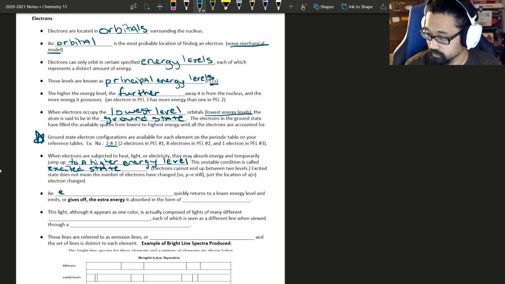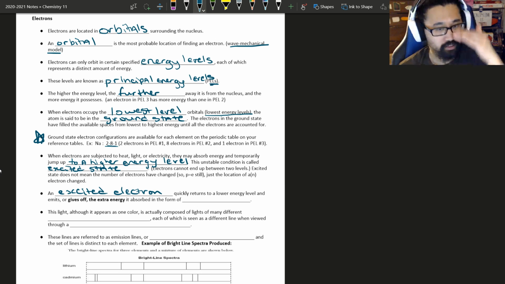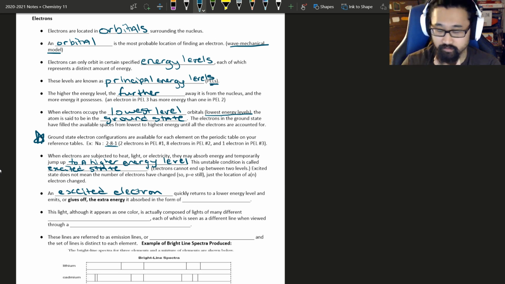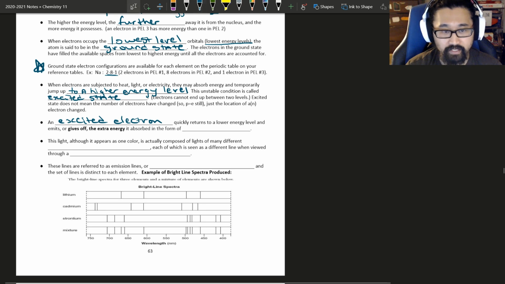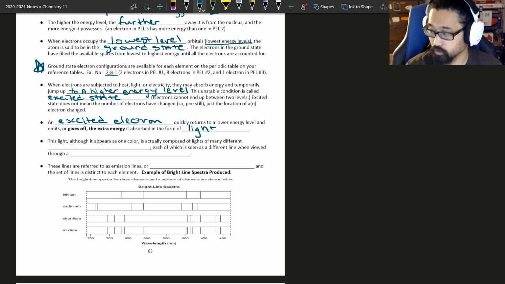An excited electron will quickly return back down to a lower energy level, and it will emit, or give off, that extra energy that it did absorb in the form of light.